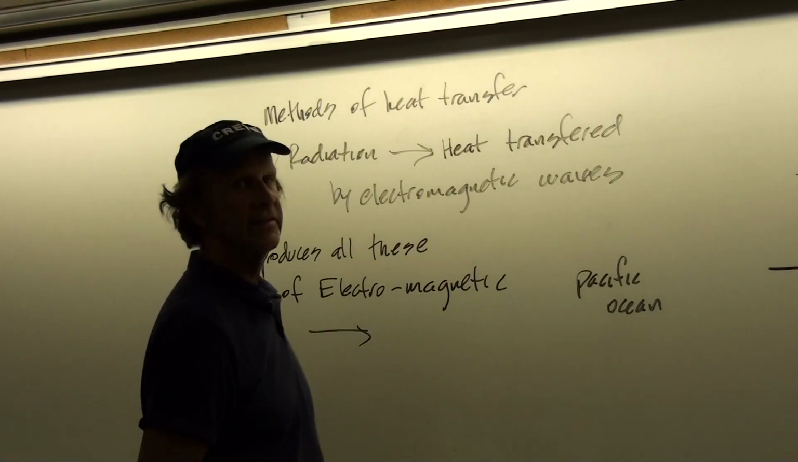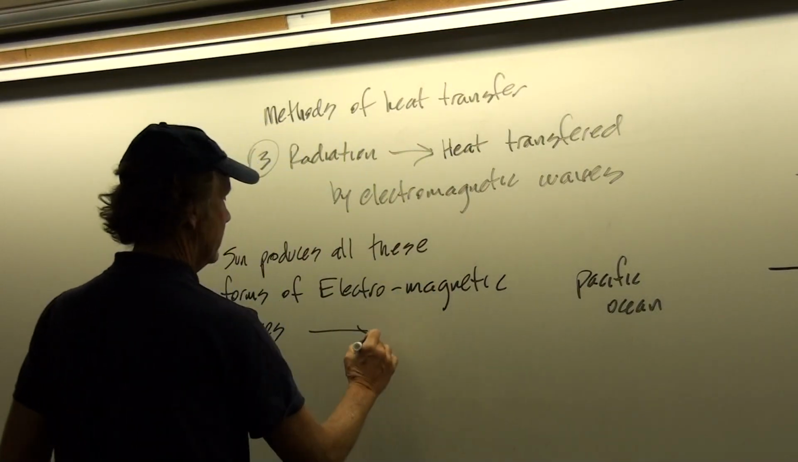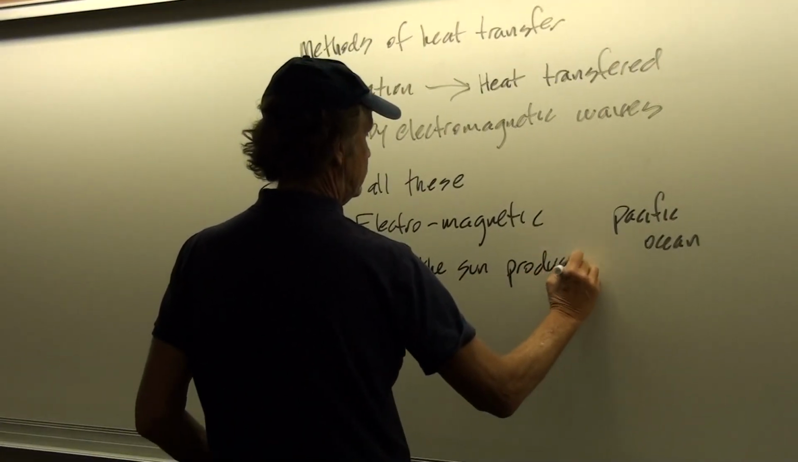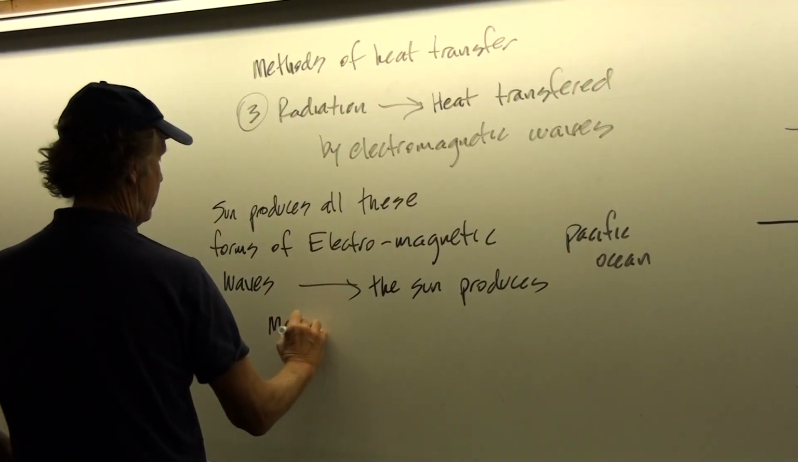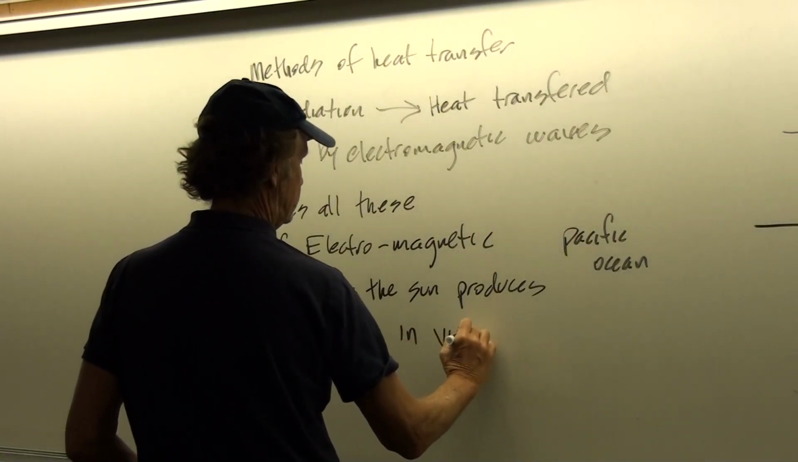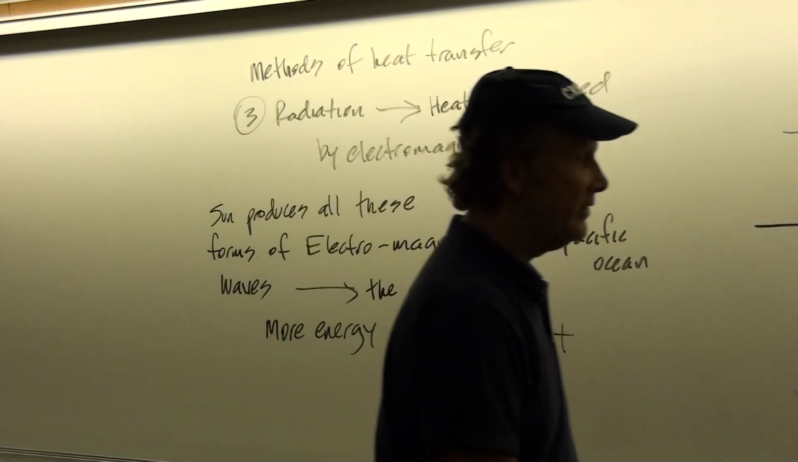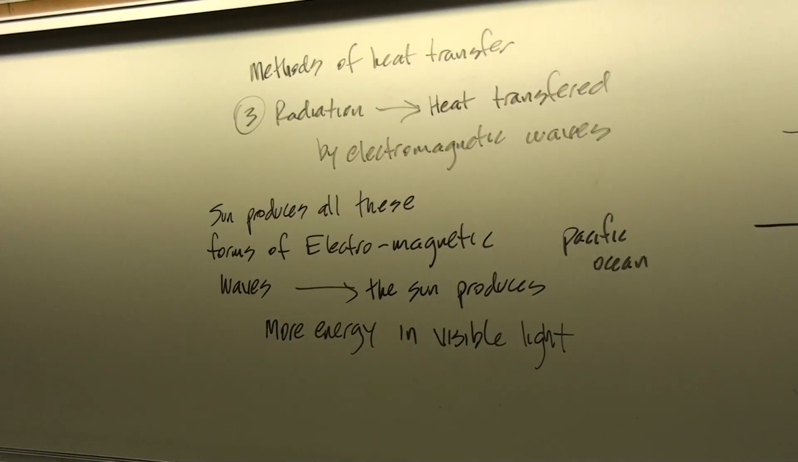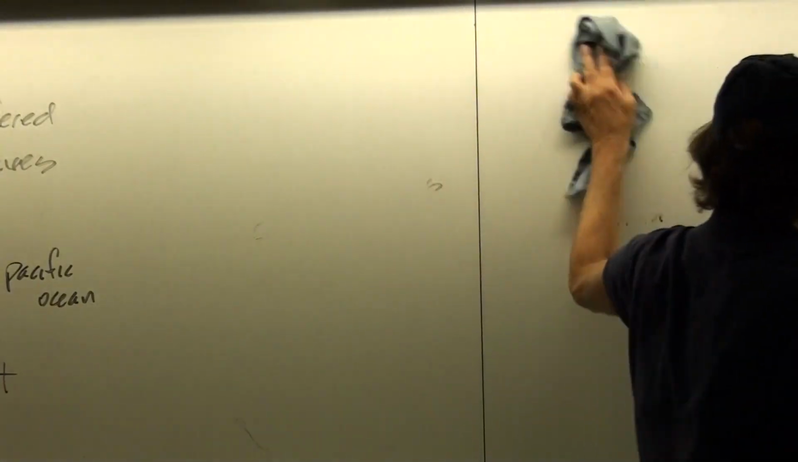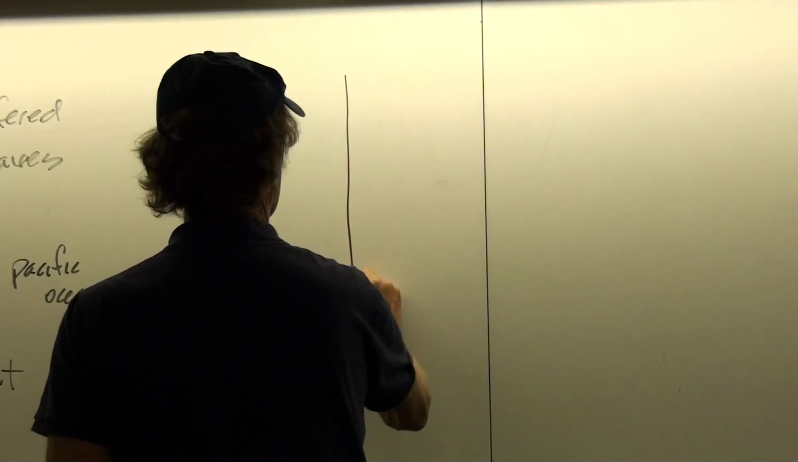But the sun tends to produce more energy in the visible part of the spectrum. And so if we were to plot this up in terms of how much energy the sun puts out in different wavelengths, what we find is that it looks something like this.